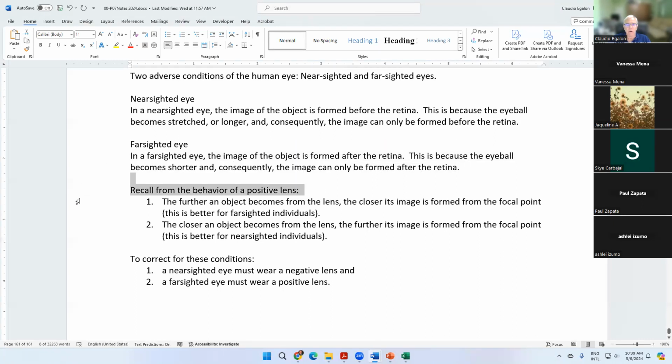We call this the behavior of a positive lens. The further the object becomes from the lens, the closer its image is formed to the focal point. The closer an object becomes to the lens, the further its image is formed from the focal point, right? This is better.